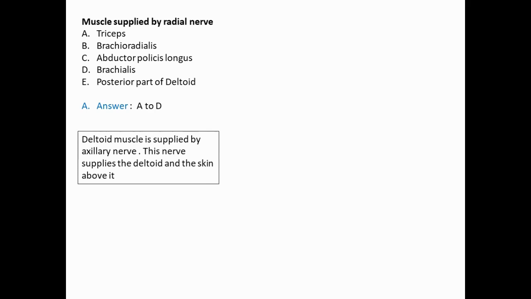Next question. Muscles supplied by radial nerve: triceps, brachioradialis, abductor pollicis longus, brachialis, posterior part of deltoid. Yes, the answer is from A to D. The deltoid muscle is supplied by axillary nerve. This nerve supplies the deltoid and the skin above it.